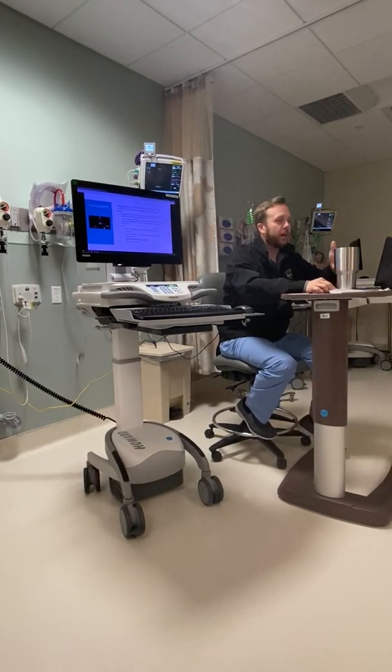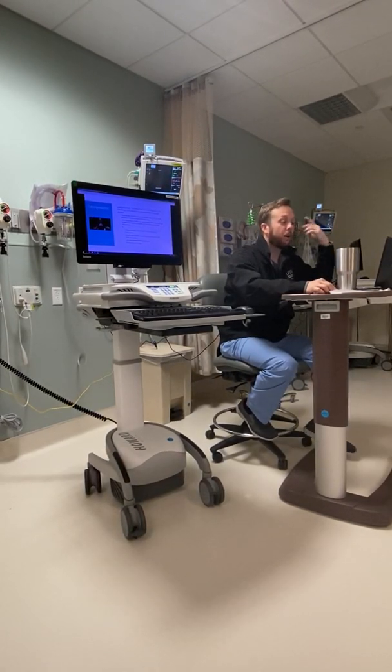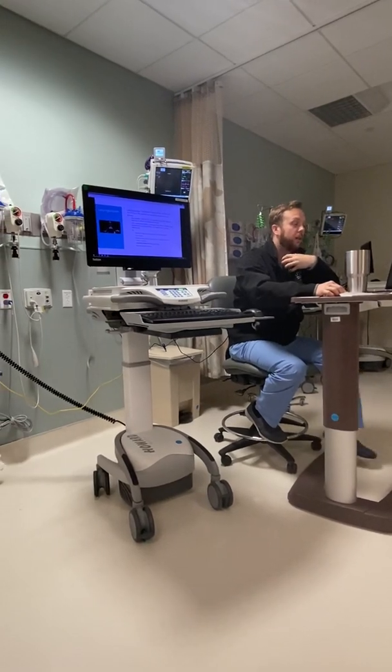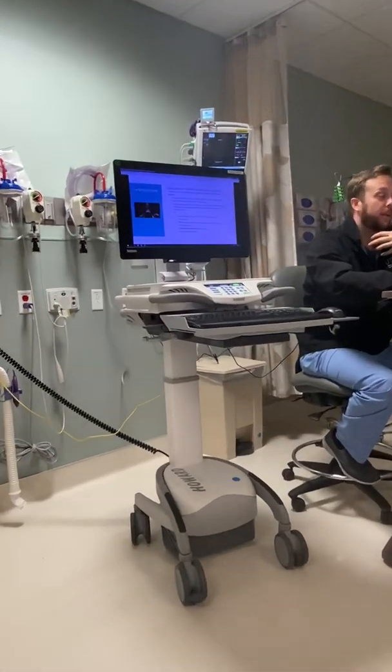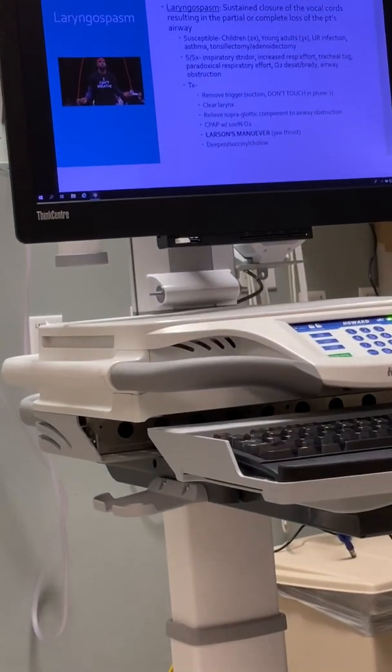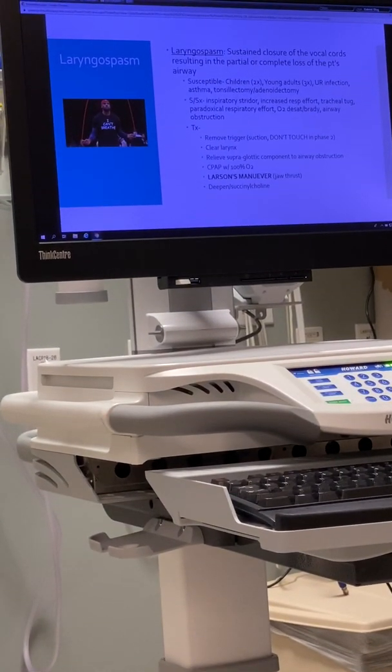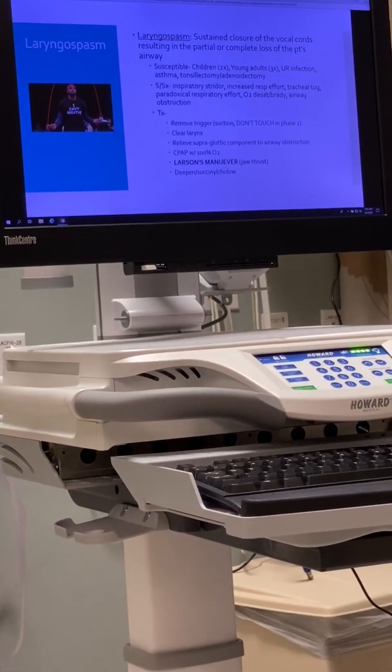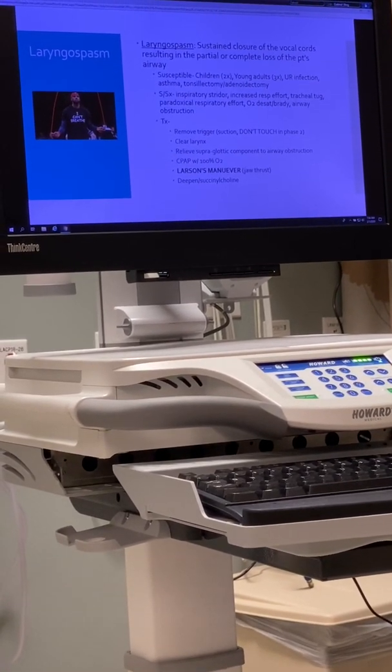Laryngospasm. You guys hear about laryngospasms all the time. What is it? Sustained closure of the vocal cords, partial or complete loss of the patient's airway. Who's susceptible to it? Kids are 2 times more susceptible. Young adults are the worst. 18 years old, athletic, strong patients. Yeah, because they close that thing up on you.